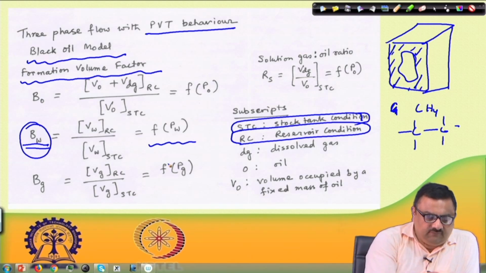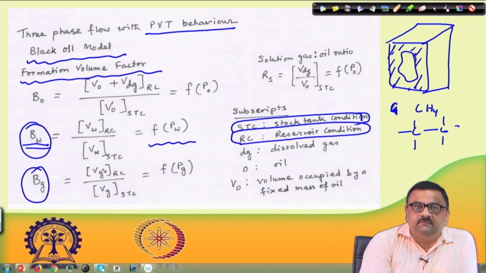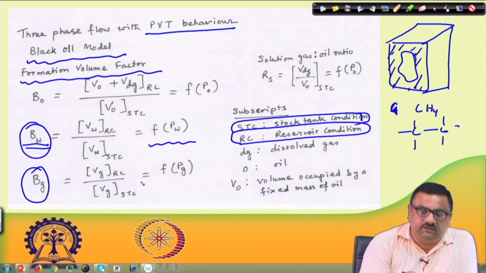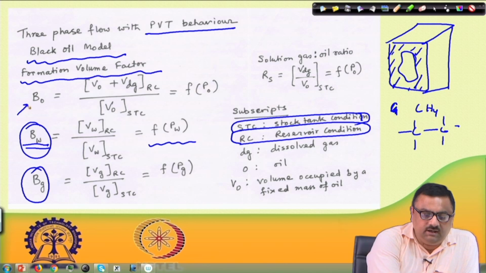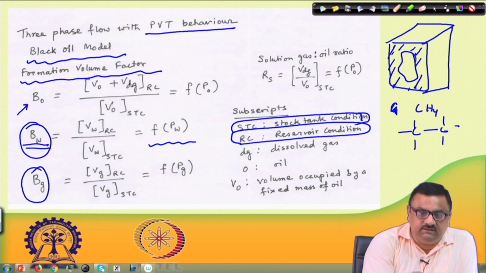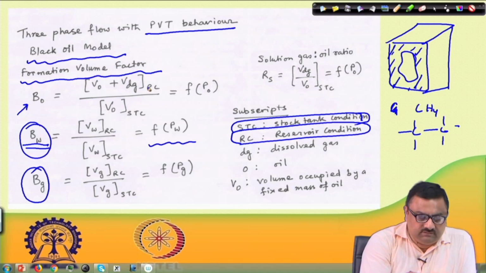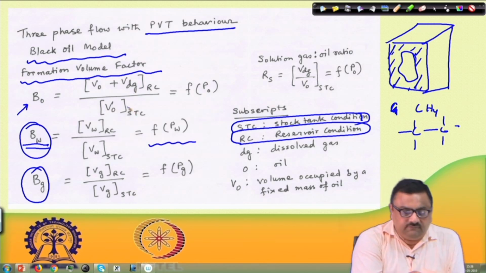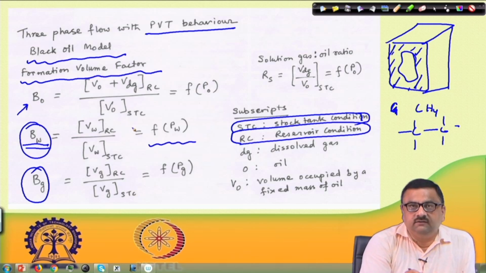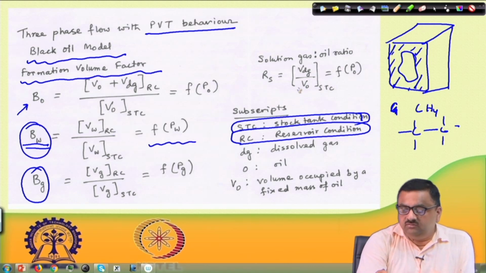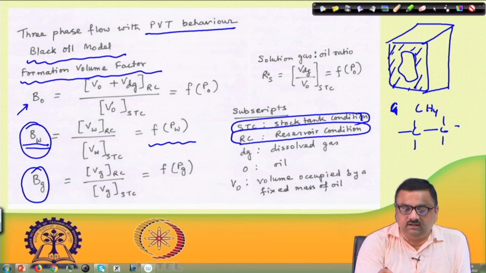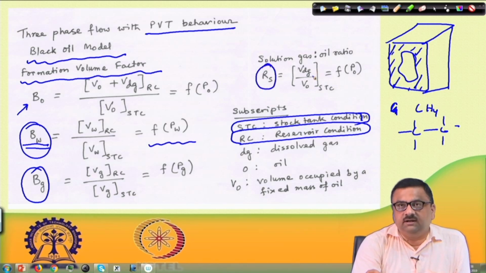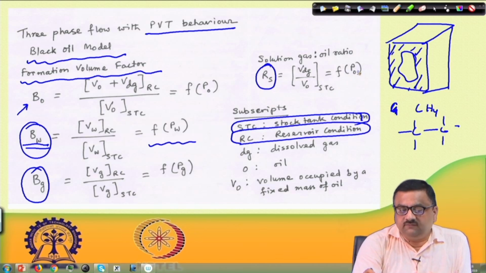Similarly, here we can see the formation volume factor for the gas is Vg under reservoir condition to Vg under stock tank condition, and the formation volume factor for oil, here we have VO plus VDG. VDG is the dissolved gas in reservoir condition, which will not be present in the stock tank condition. So, VO plus VDG at RC divided by VO at STC. And further one goes to the solution gas oil ratio, that is also another term, RS, which is VDG by VO under stock tank condition, which is considered a function of pressure.